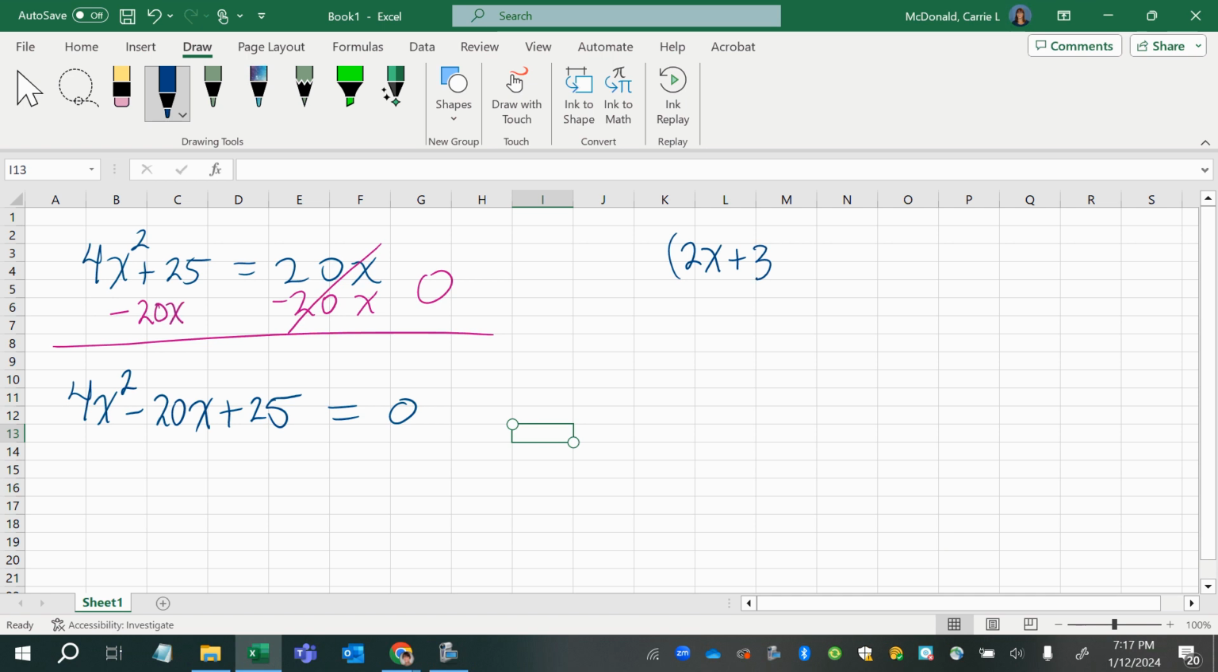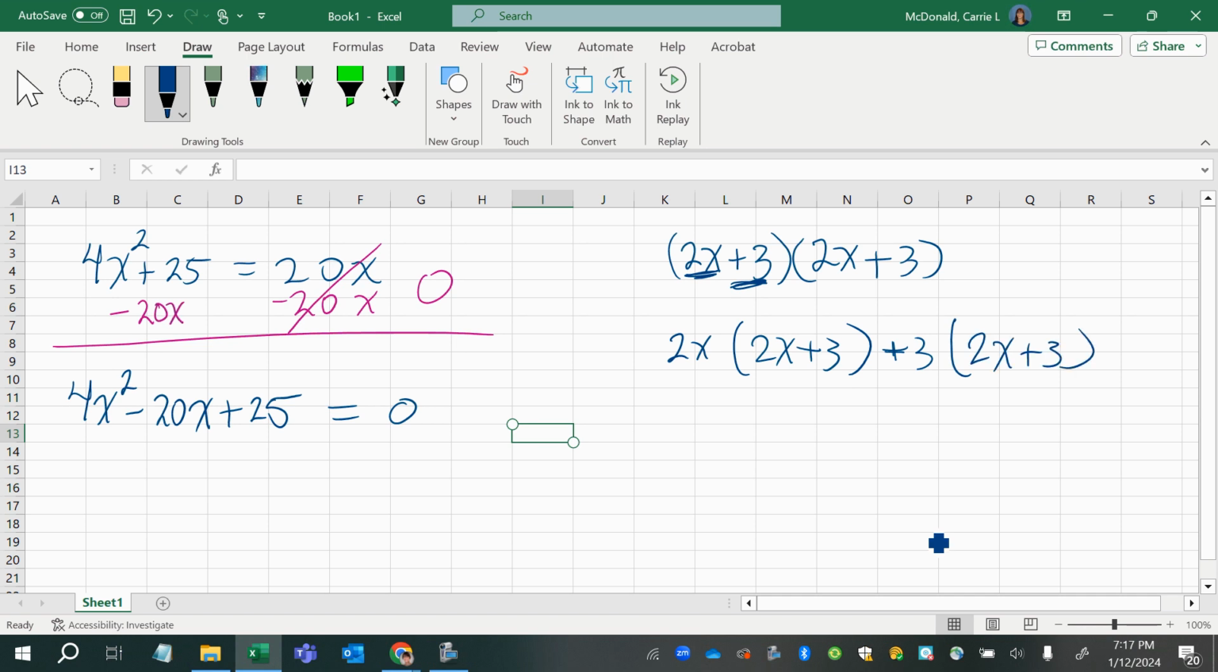You've learned at some point how to multiply two binomials using the FOIL method or the distribution method. Two different ways of saying ultimately the same thing. That's where every term in the first binomial has to multiply every term in the second binomial. So you start with 2x and multiply it times the quantity 2x plus 3. And then you're going to take the plus 3 and multiply it times that whole second quantity. And the 2x times 2x gives you 4x squared.